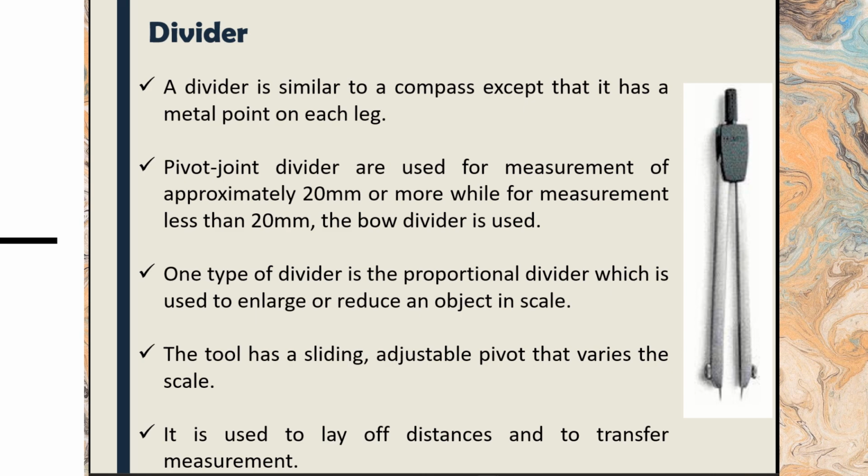A divider is used to lay up distances, to transfer measurements from one drawing to another, from one line to another. There are places where you want to draw and you need to step off some points that are equal distance. You can use the divider to measure that point and then to lay it off on the line where the points need to be made.